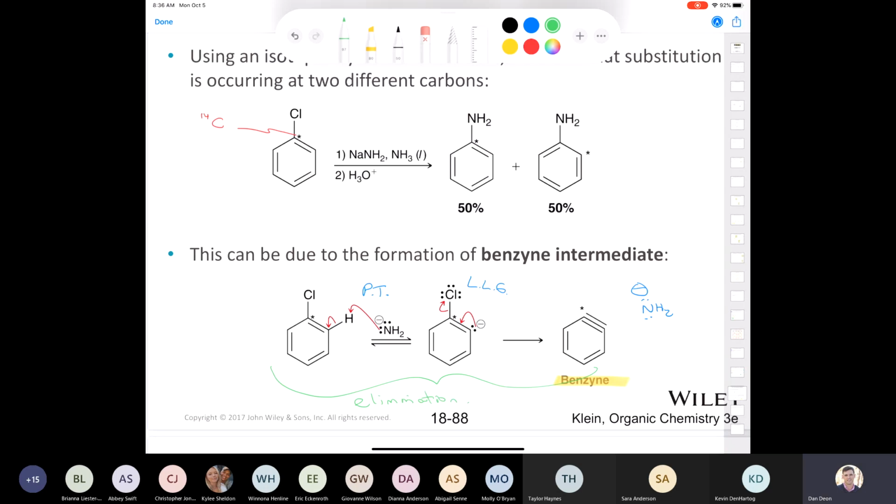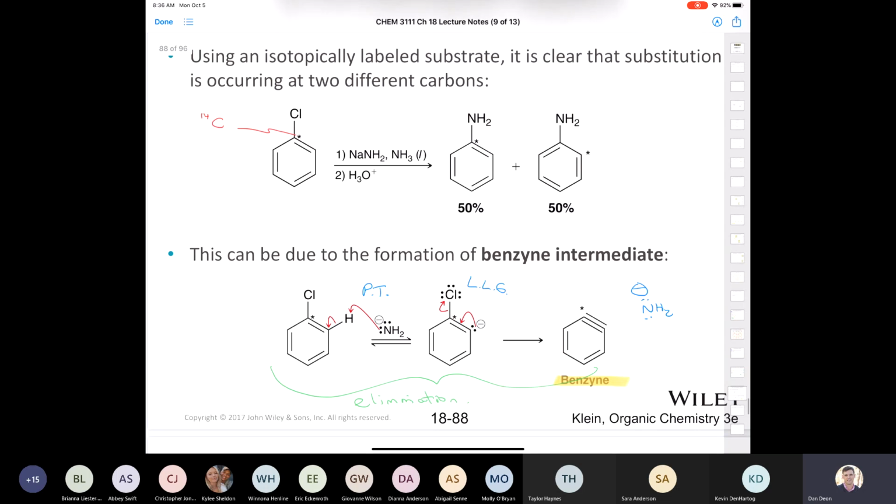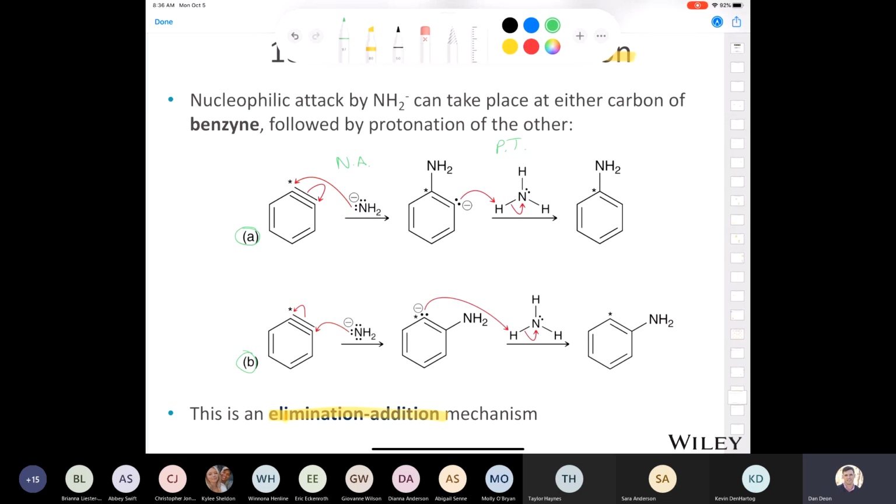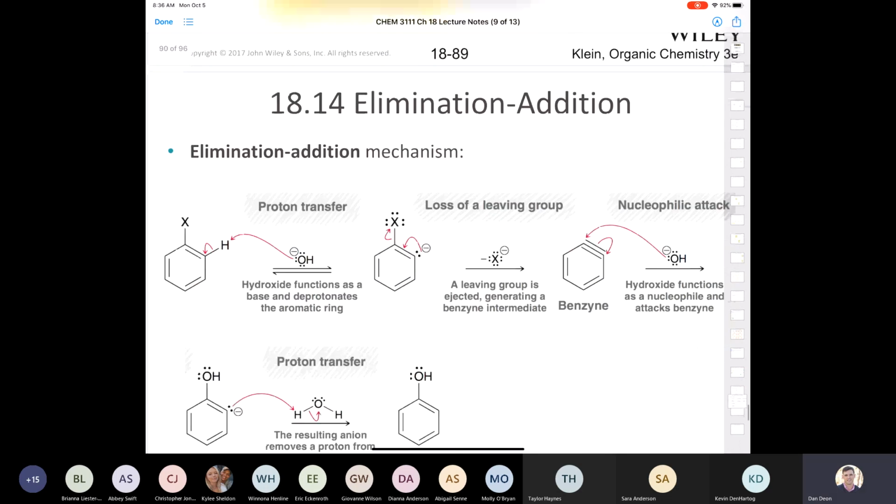All right, you're eliminating the chlorine and making a new pi bond, so to speak. I'll talk about that more later on. And then you're adding something to it, right? So this is the addition step. So this is elimination and addition. And after the elimination is complete, you form benzyne as an intermediate. So benzene and benzyne.